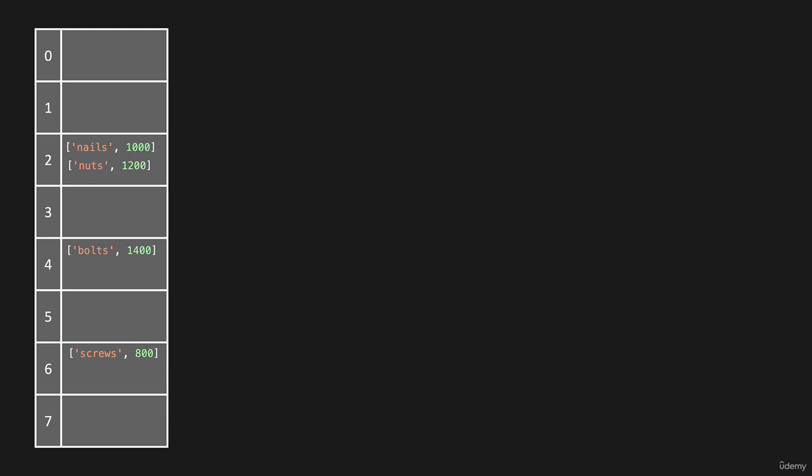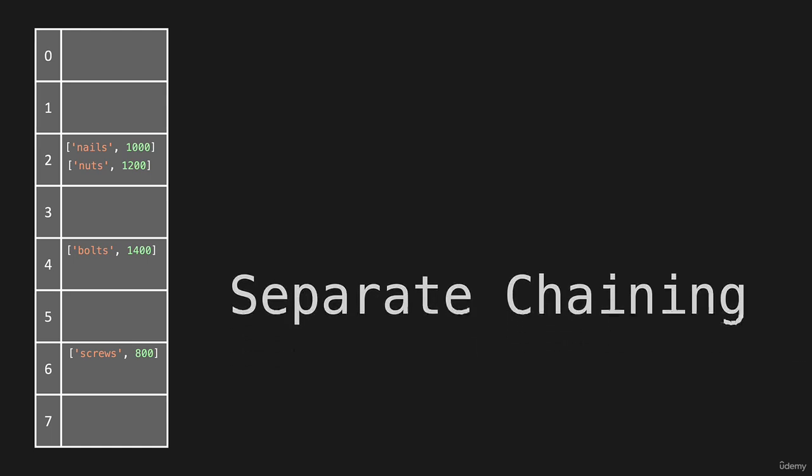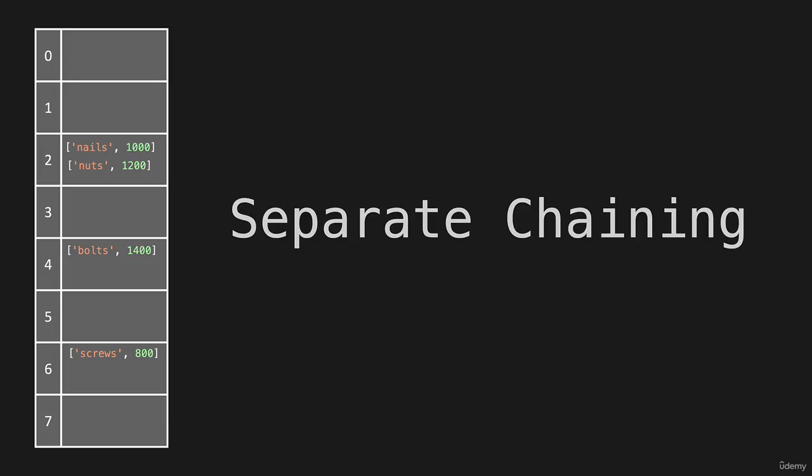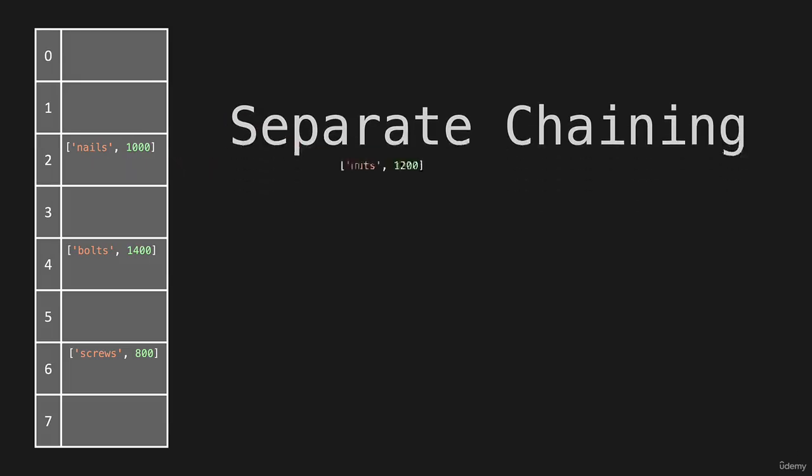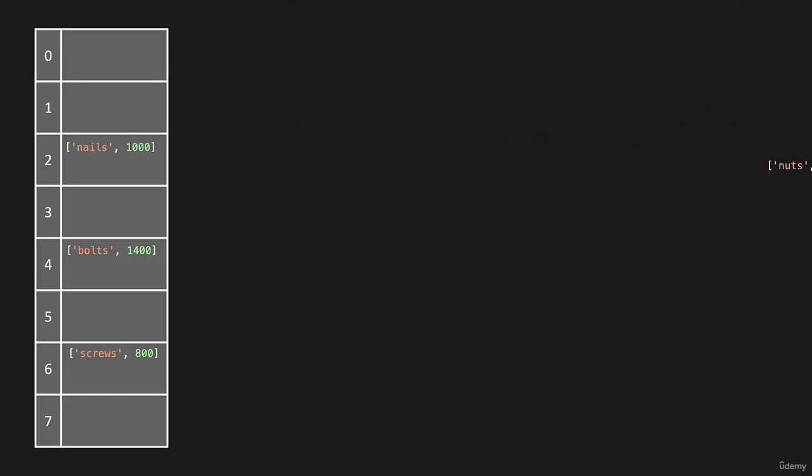The way we're going to do that is both of these key value pairs exist within another list at that address of 2. But for the sake of keeping this a little cleaner, I'm just putting them in here like this. So this technique of dealing with collisions, where you just put them at the same address, is called separate chaining.